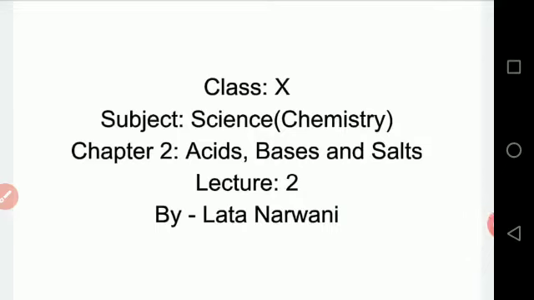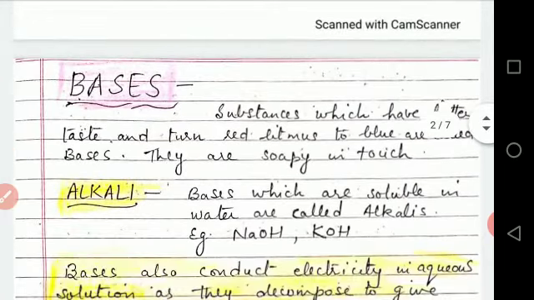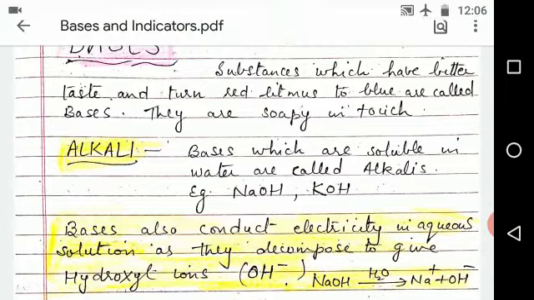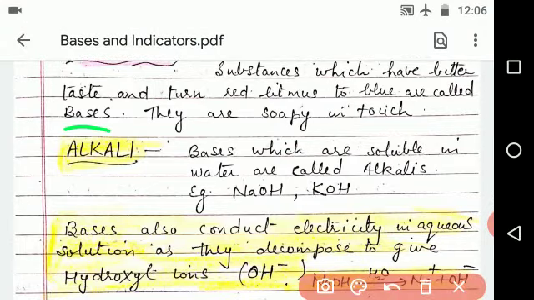Students, we had started the lesson acids, bases and salts, and last time we had discussed acids. Today we will be doing bases and indicators. So, what are bases? Substances which have a bitter taste and turn red litmus to blue are called bases. They are soapy in touch. And what is an alkali? Bases which are soluble in water are called alkalis. For example, NaOH, KOH.